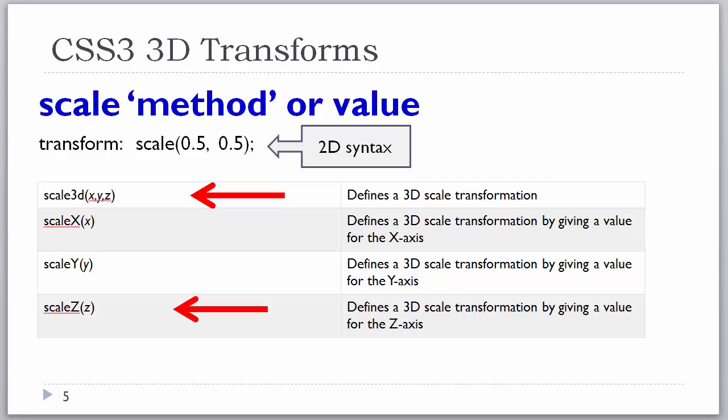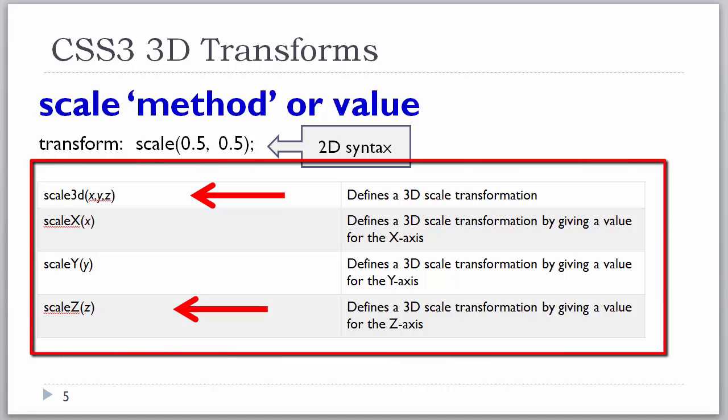Let's look at the scale method or value. Here we see the traditional 2D syntax, where we can scale something up or down on a proportional basis. Now we have the 3D syntax: scale3D, scaleX, scaleY, scaleZ.